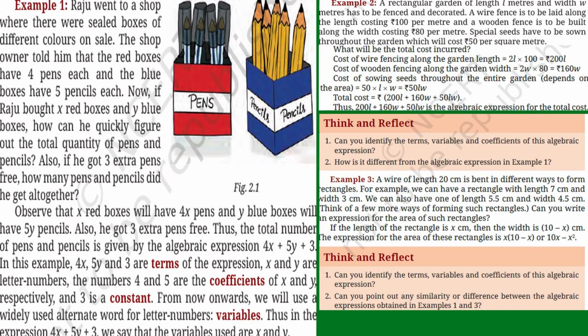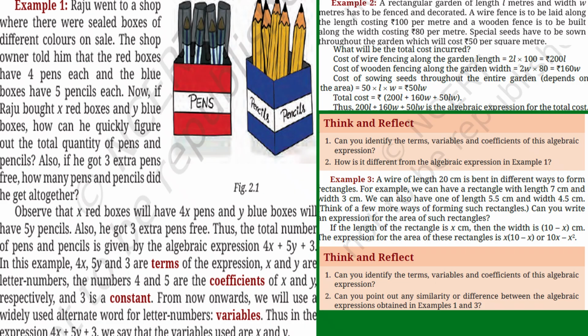So, what all things should come into mind? The coefficients, the variables, the operators, all these things are to be kept in mind when we give an answer in terms of algebraic expression. Now, let's look into think and reflect. Can you identify the terms, variables, and coefficients in this algebraic expression? What are the terms? 200L is one term, 160W is one term, 50LW is the third term. All these three terms are separated by the operator plus.